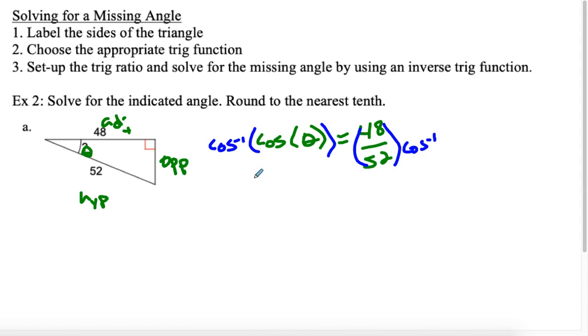This is not multiplying both sides by inverse cosine. This is taking the inverse cosine of both sides. Okay? It is an inverse operation, the same as adding and subtracting, the same as multiplying and dividing, the same as a log and an exponential. So the inverse cosine of cosine cancels out, and we're just left with theta equals the inverse cosine of 48 over 52. And that then we can put into the calculator.